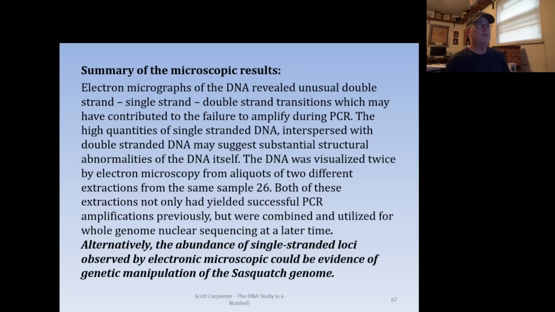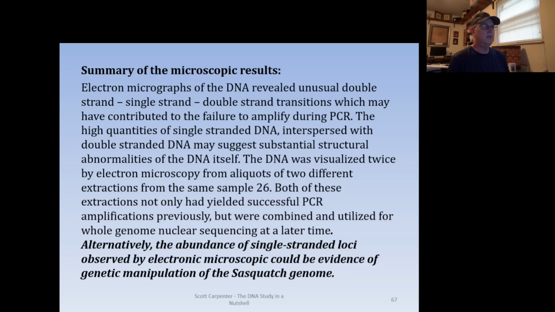The DNA was visualized twice by electron microscope from aliquots, I can't pronounce that, of 2 different extractions from the same sample. Both of these extractions not only had yielded successful PCR applications previously, but were combined and utilized for the whole genome nuclear sequencing at a later time.